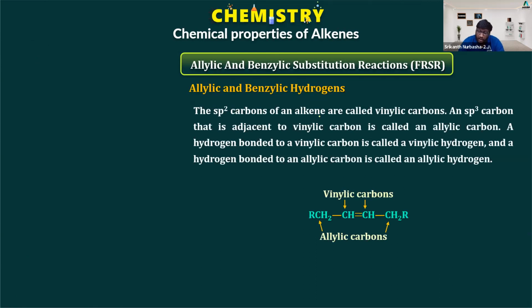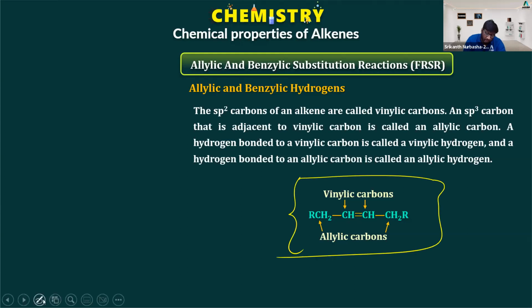The sp2 carbons of an alkene are called vinylic carbons. An sp3 carbon that is adjacent to a vinylic carbon is called an allylic carbon. A hydrogen bonded to a vinylic carbon is called a vinylic hydrogen, and a hydrogen bonded to an allylic carbon is called an allylic hydrogen. So R, CH2, CH double bond CH, CH2R: these carbons are vinylic carbons, these carbons are allylic carbons, and the hydrogens connected to vinylic carbons are vinylic hydrogens. Hydrogens connected to allylic carbons are allylic hydrogens.